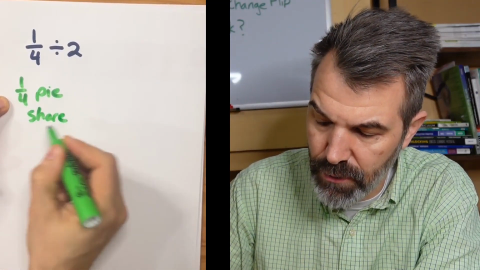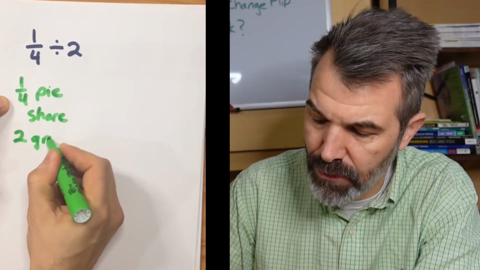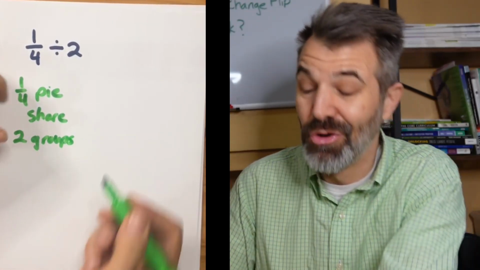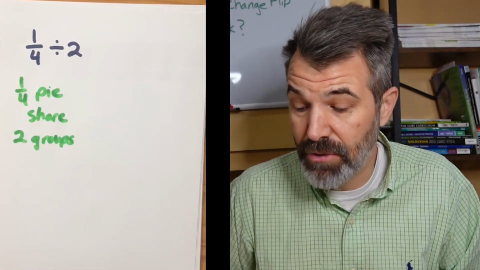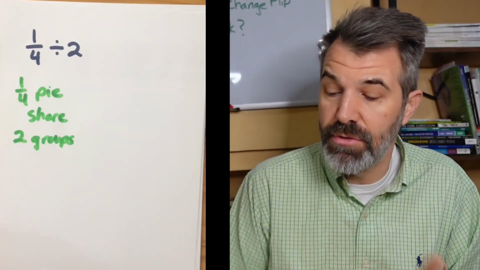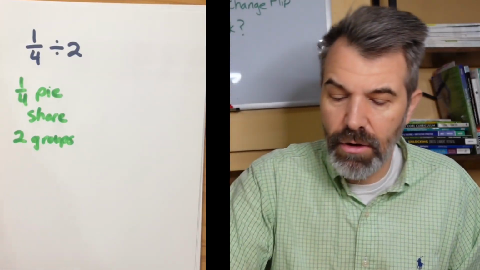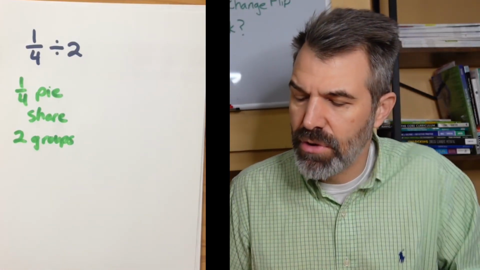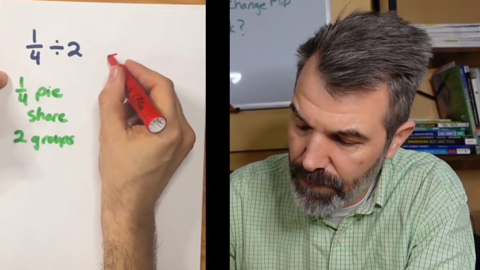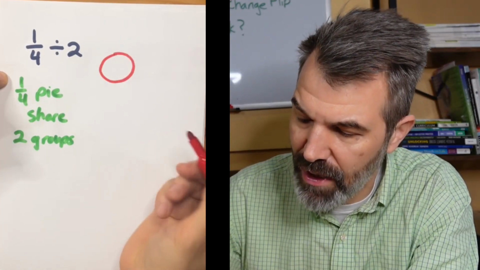Now, these 2 groups are going to be a little more upset than the last 2 groups, because the last 2 groups started with 8 pies being shared with each other. But I'm talking about 1/4 of a pie shared with 2 groups. So let's see what that might look like. How do I do 1/4 of a pie? Again, here's my pie. This time I don't have 8, I have 1/4.